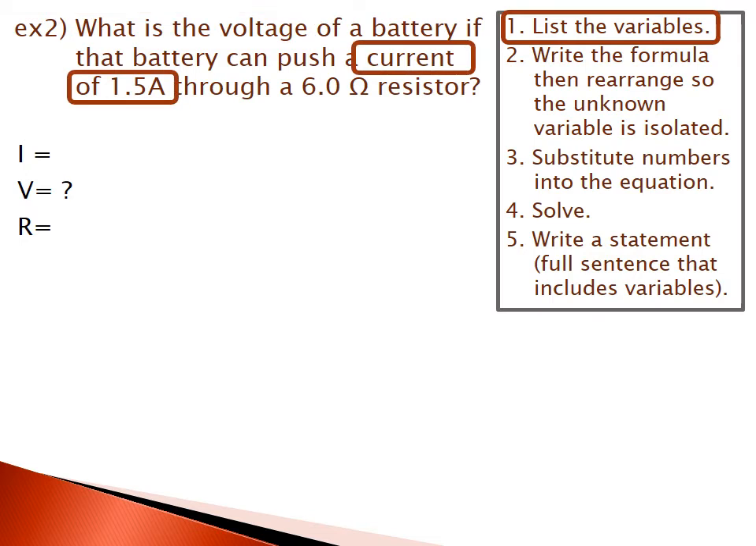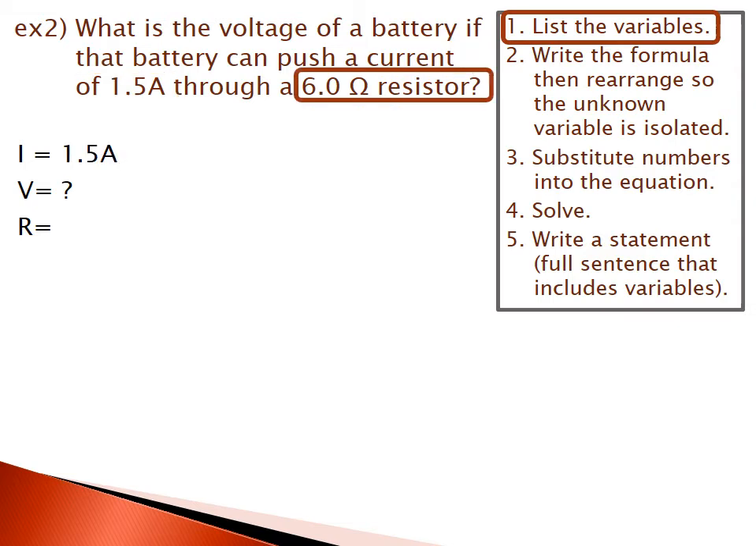What is the voltage of the battery if the battery can push a current of 1.5 amps? It says the current is 1.5 amps, so next to I will put 1.5 A. What is the voltage of a battery if that battery can push a current of 1.5 amps through a 6 ohm resistor? 6 ohm resistor, R is resistance, so I will write 6.0 ohms next to R.